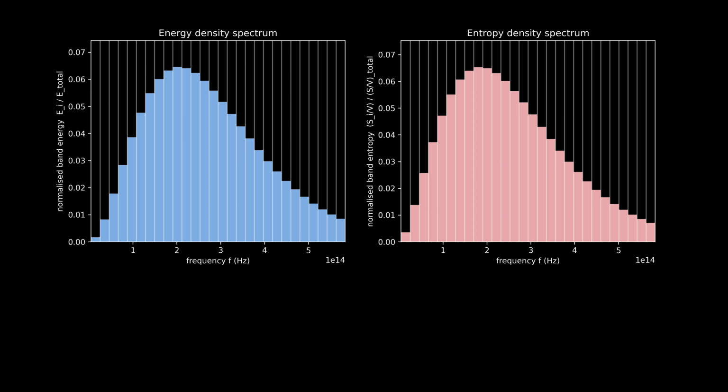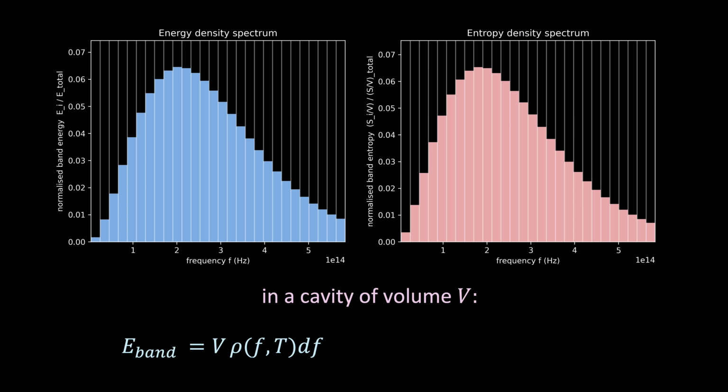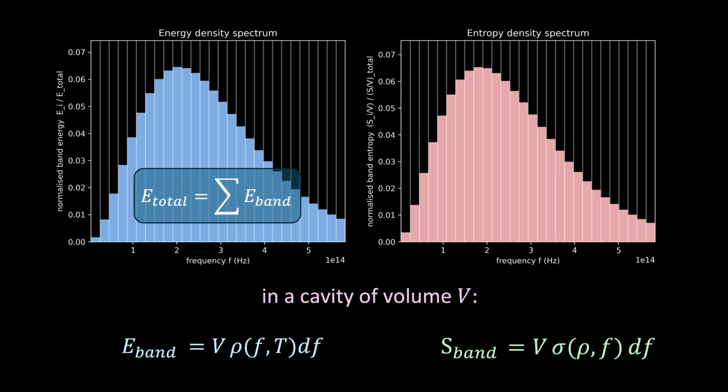And here's the key assumption that makes the whole strategy work. For a given band, the entropy it contributes depends only on how much energy sits in that band, and on the frequency of the band, and the total entropy is then just the sum over all the bands. More specifically, in a cavity of volume V, the energy contained in a narrow band centered on frequency f is equal to V times rho df, and the entropy contained by that same band is equal to V times sigma df. And it then follows that the total energy and total entropy are simply given by summing over all the bands.